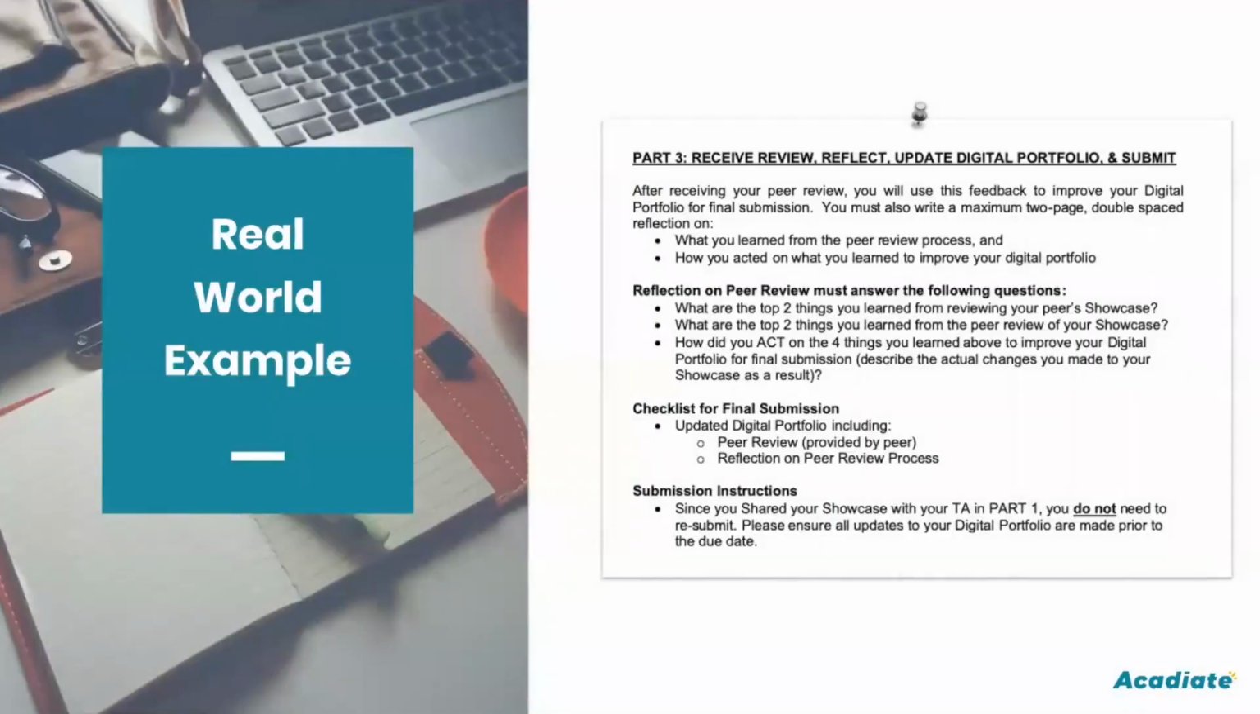So the third part of the assignment is to receive your review, to reflect on it, to update your digital portfolio, and finally to submit. So after receiving the peer review, it says that you'll receive feedback to improve your digital portfolio for final submission. And they also want you to write a maximum 2-page double-sided reflection on A, what you learned from the peer review process, and B, how you acted on what you learned to improve your digital portfolio.